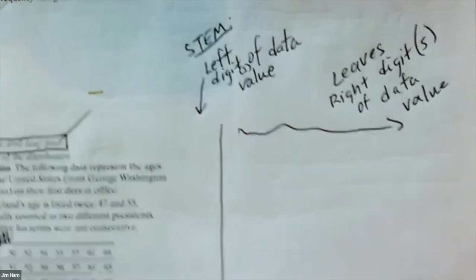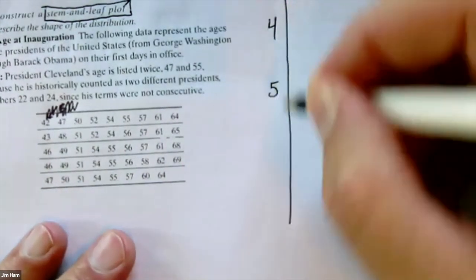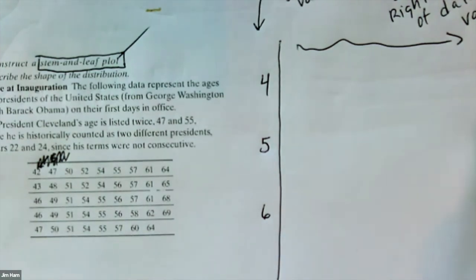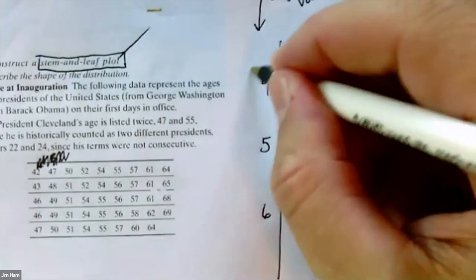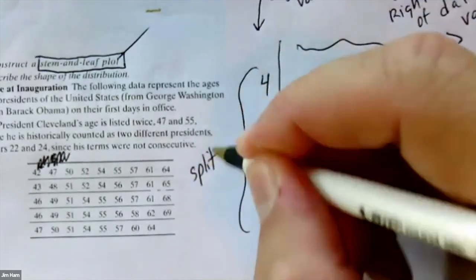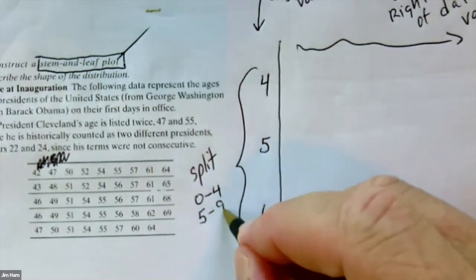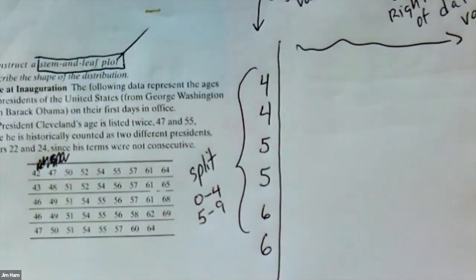Now, because all of the data values here are in the 40s, in the 50s, or in the 60s, I want to have more than just three columns here, fours and fives and sixes. So what I'm going to do is, all of these data values in this stem and leaf plot are ordered. So instead of having just three different rows of numbers, I'm going to split the stem. And I'm going to split it where we have the lowest data values, 0 to 4, and the highest data values from 5 to 9. So I'm going to have two stems, two fours, two fives, and two sixes.